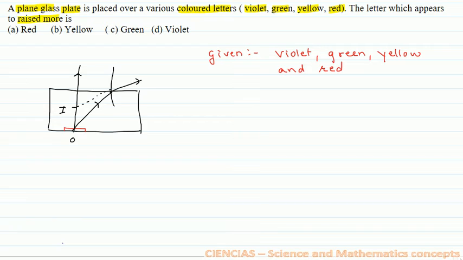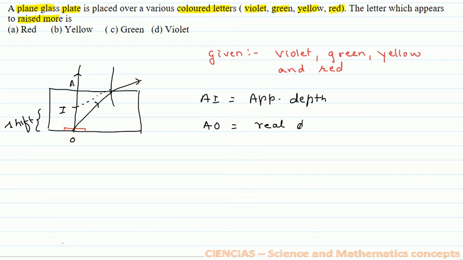This is the object and say this is point A. So OI is the shift, or you can say shift or raised. So here AI is the apparent depth and AO is the real depth and IO is the shift, which is equal to AO minus AI.